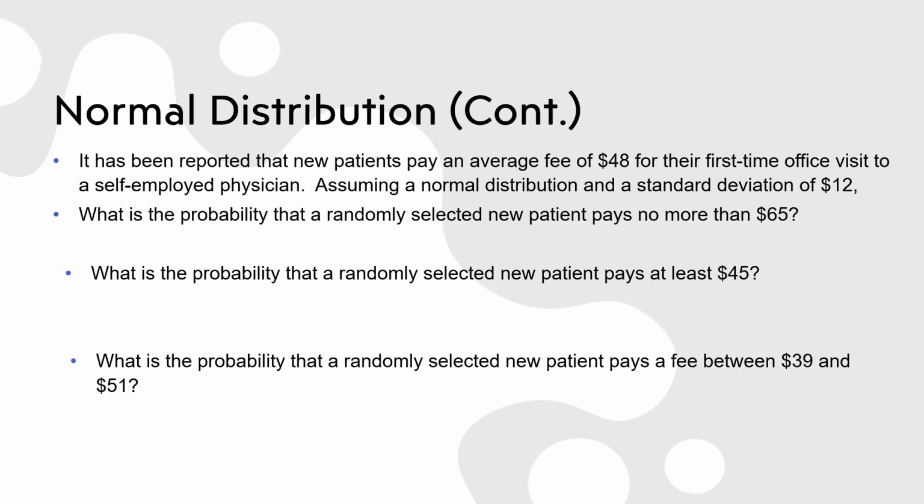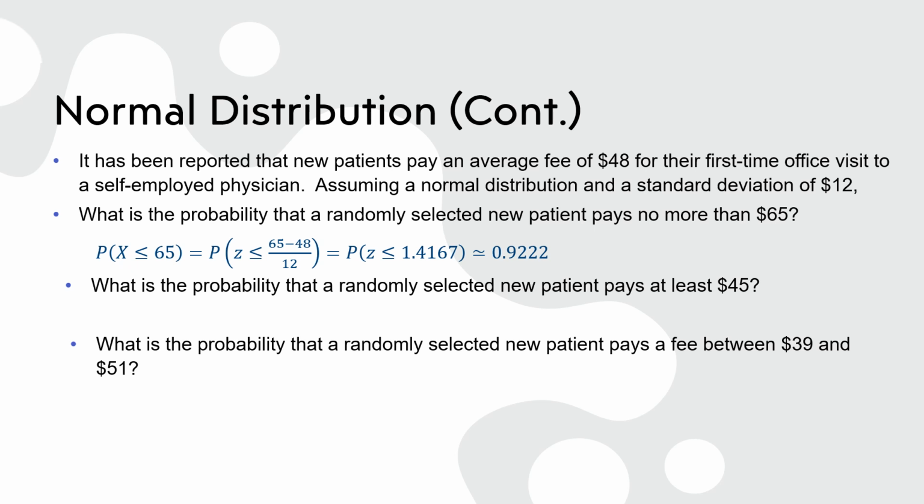It has been reported that new patients pay an average fee of $48 for their first-time office visit to a self-employed physician. Assuming a normal distribution and a standard deviation of $12, what is the probability that a randomly selected new patient pays no more than $65? What is the probability that a randomly selected new patient pays at least $45? What is the probability that a randomly selected new patient pays a fee between $39 and $51? Please pause the video here to take a moment and try answering these questions on your own.